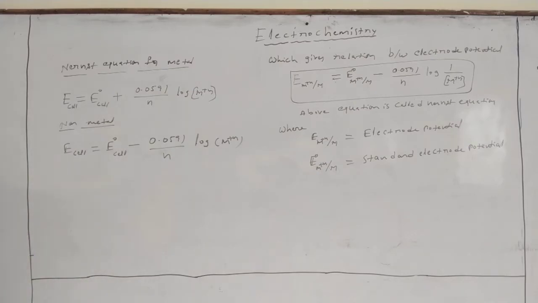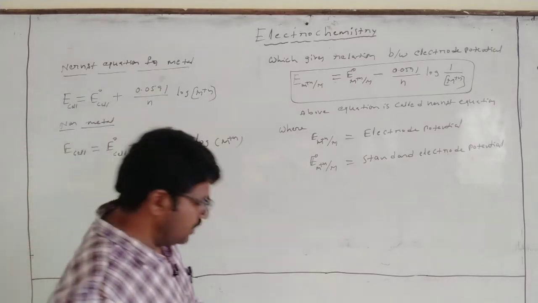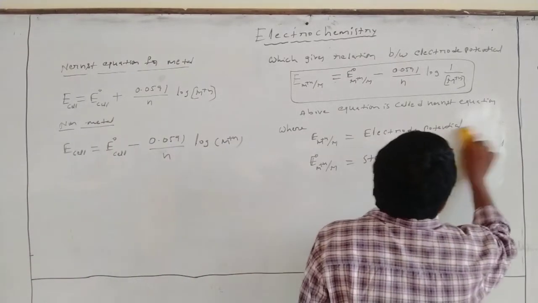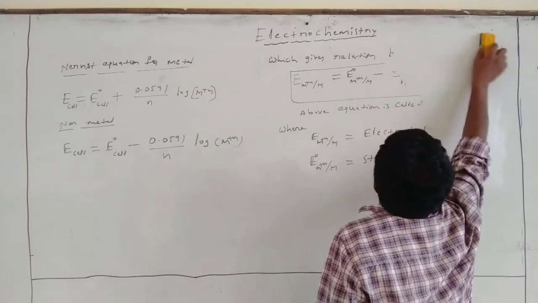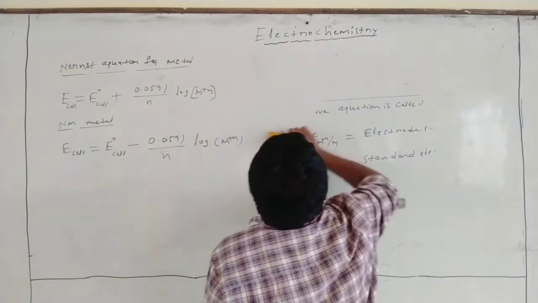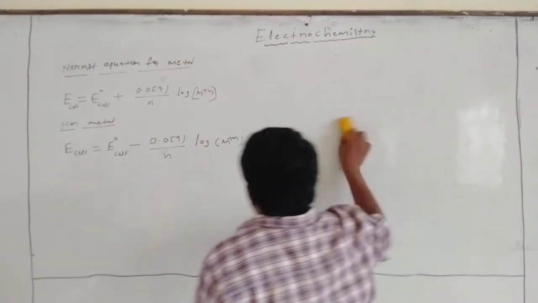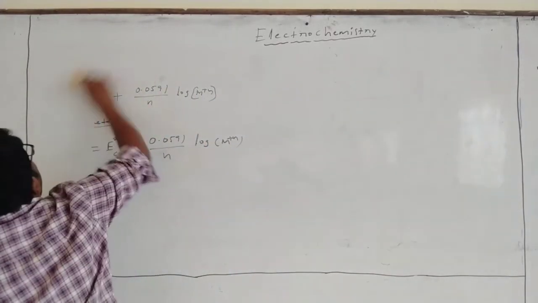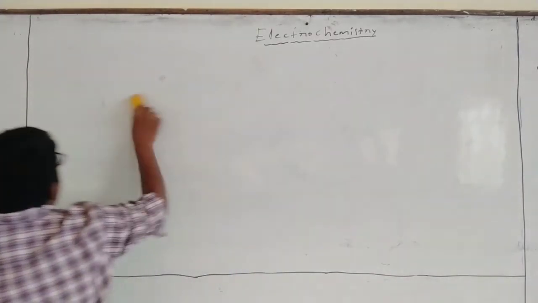Next is the Nernst equation for a galvanic cell. So how do we express the Nernst equation for a galvanic cell? See here how to do it.